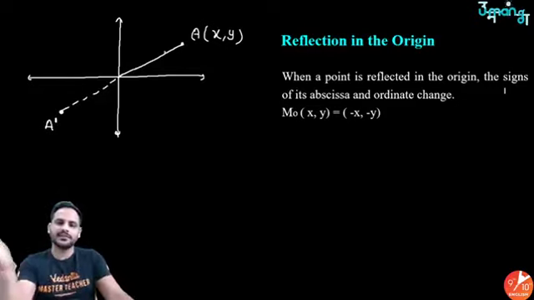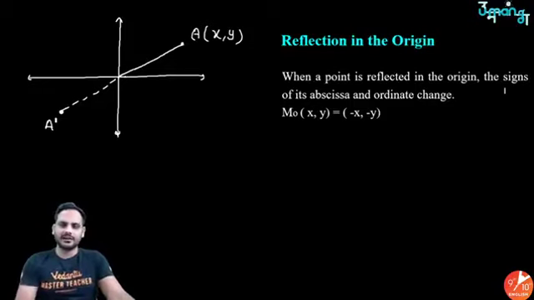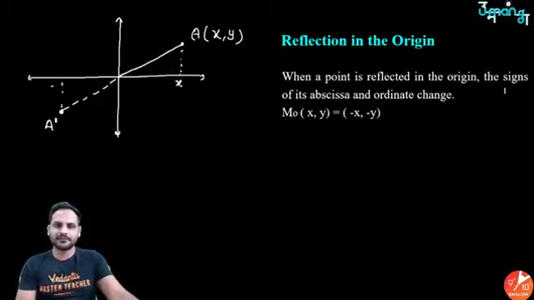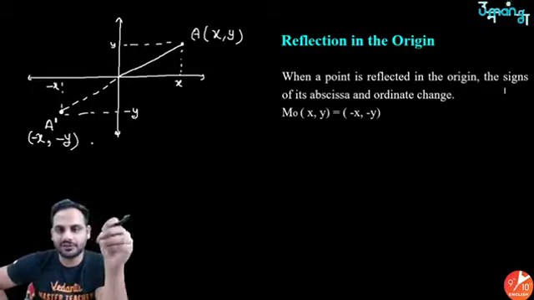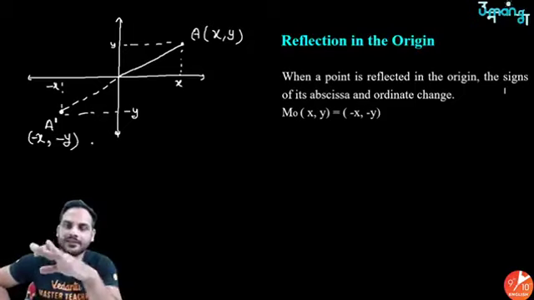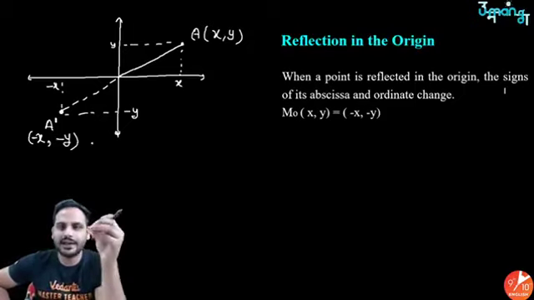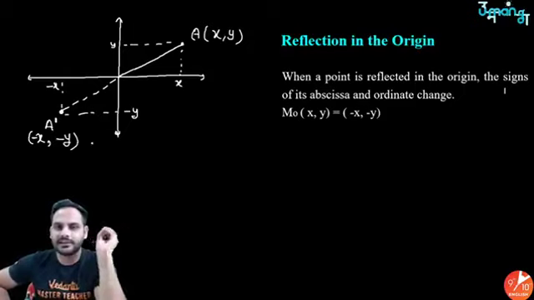Now you can clearly see the same distance we have extended. So whatever was the x coordinate over here will now become minus x, and whatever was your y coordinate over here will become minus y. So the image will become minus x comma minus y. When we do the reflection under the origin, both x and y coordinates will change their sign. So this is the meaning of reflection under the origin.